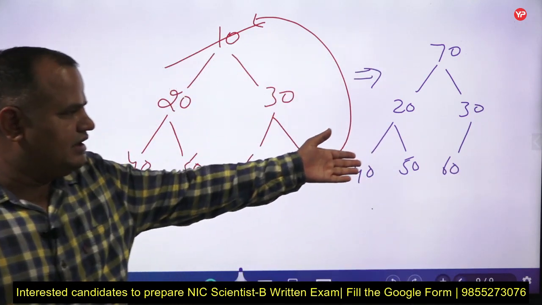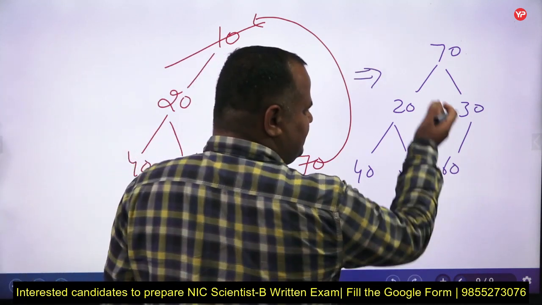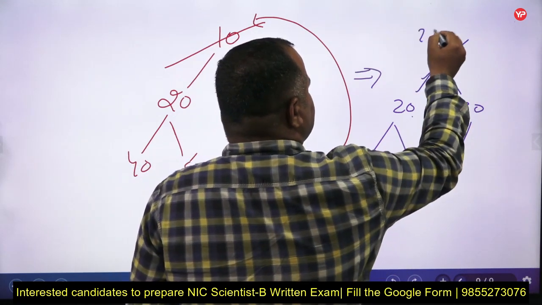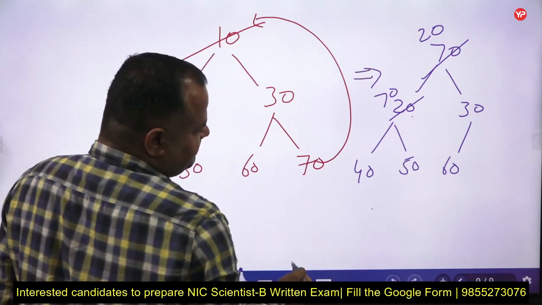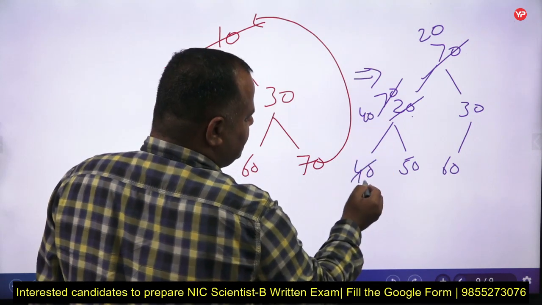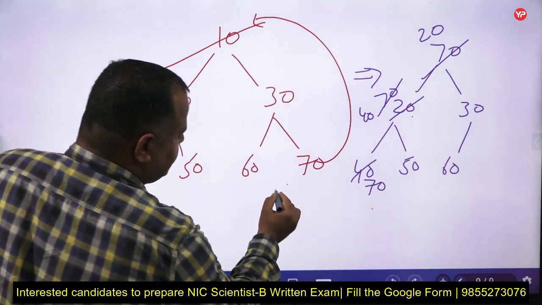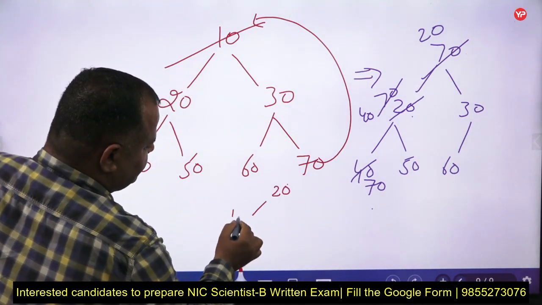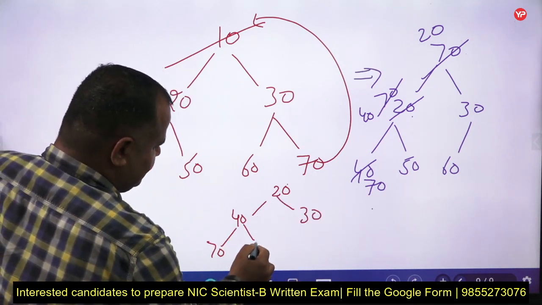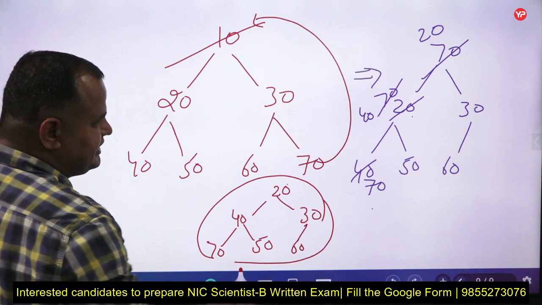As I want to convert this tree after deletion into a min heap, again apply the same procedure, which is called heapify. So compare 20 and 30, which one is smaller? 20. So 20 will be here, 70 is here. Now again 40 and 50, which one is smaller? 40. So 40 will be here and 70 is here. So my resultant tree is 20, 40, 30, 70, 50 and 60.